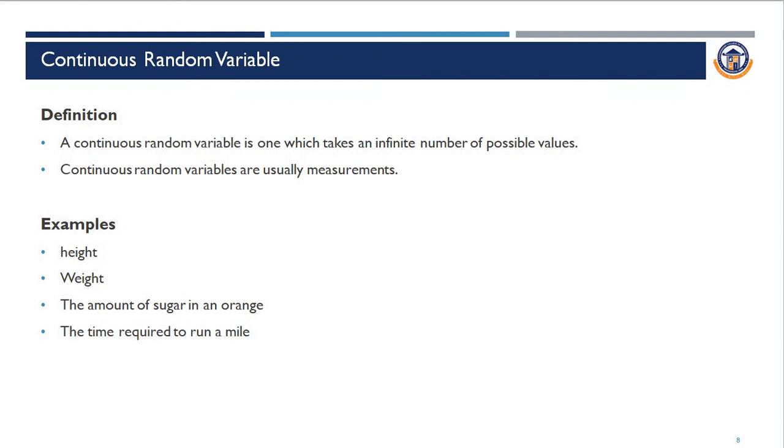Continuous random variable. A continuous random variable is one which takes an infinite number of possible values. Continuous random variables are usually measurements. Examples: height, weight, the amount of sugar in an orange, the time required to run a mile.